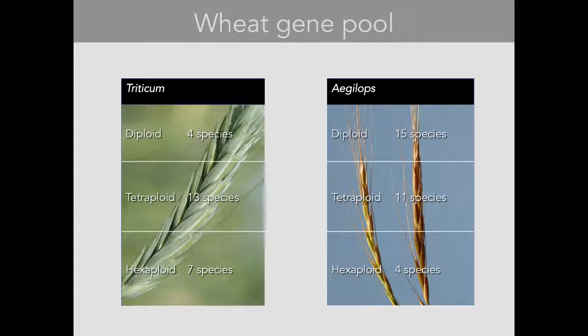So when we consider the wheat gene pool, we can see that it is composed of over 50 diploid, tetraploid, and hexaploid Triticum and Aegilops species. And all these cultivated and wild forms can contribute new resistance genes that can be incorporated in the modern cultivated forms, either bread or durum wheat.